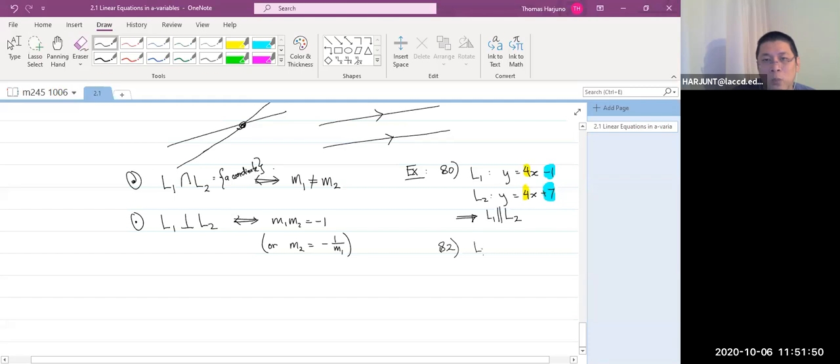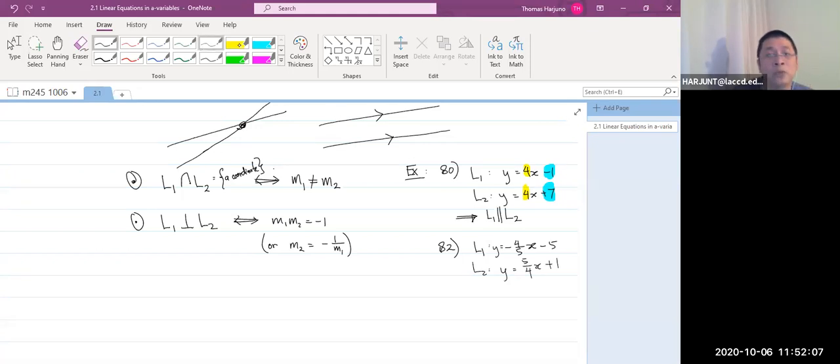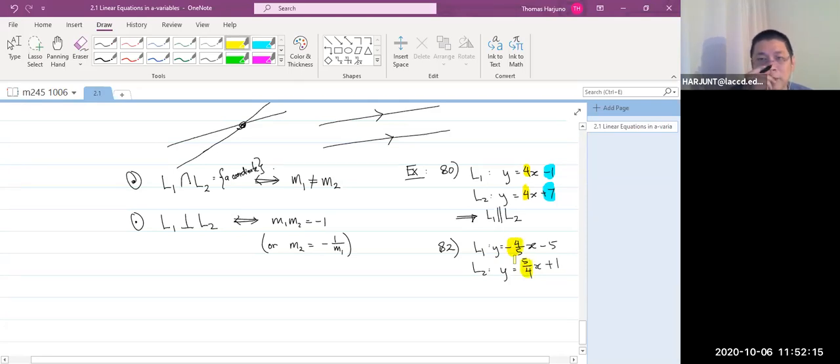Number 82, line 1 is y equals -4 over 5 x minus 5. Line 2, y equals 5 over 4 x plus 1. Notice that the slopes are negative reciprocals. They are opposite signs and reciprocal. Do we need to look at the y-intercept, Thomas? No, no need. Once the slopes are negative reciprocals, then those two lines are perpendicular. They form 90 degrees.